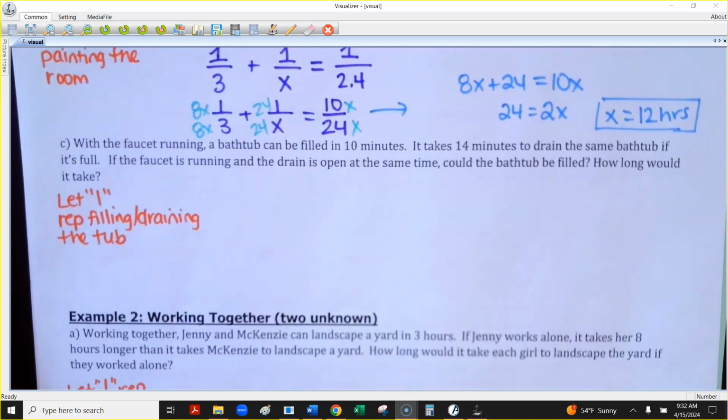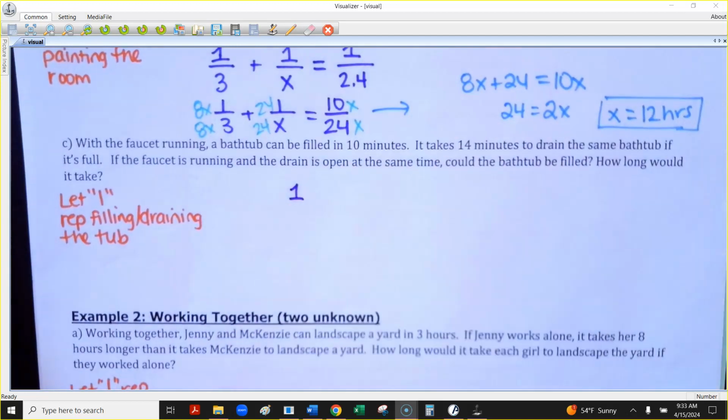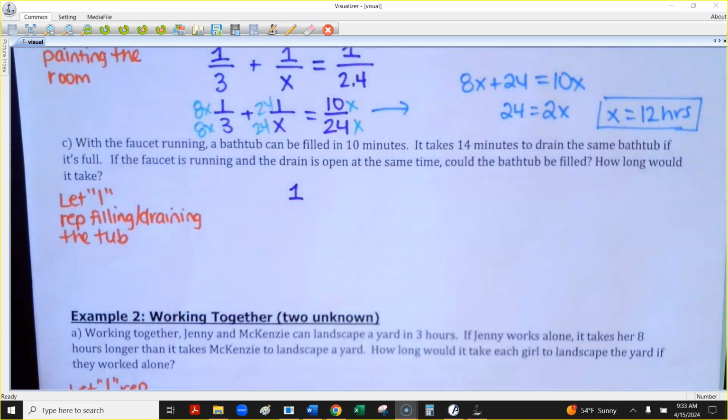Yes. Why would it be possible? Like, how do you know? Right, it fills faster than it takes it to drain. Okay, does that make sense? So this is possible. Okay, so to fill the bathtub, so the rate here to fill the one, I'm just letting one represent filling up. It doesn't tell me, here's the volume of the tub or anything like that.